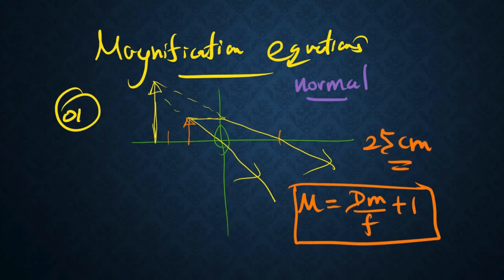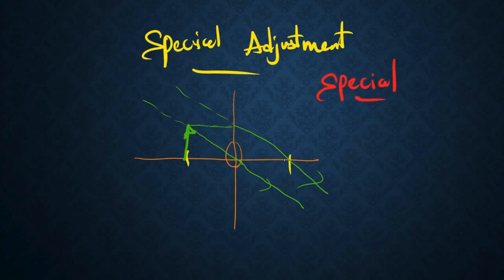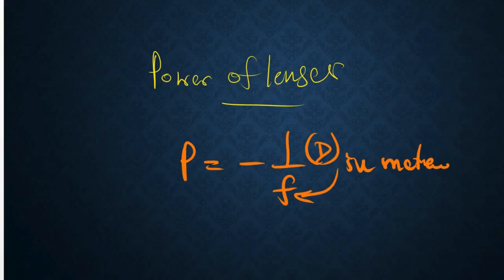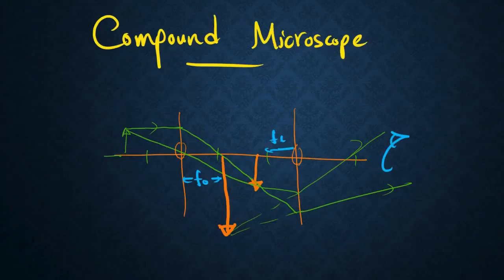Moving into special adjustment. Here in the special adjustment, the final image is at infinity, and the magnification will be M equals D_m over F, right? Moving into compound microscope.